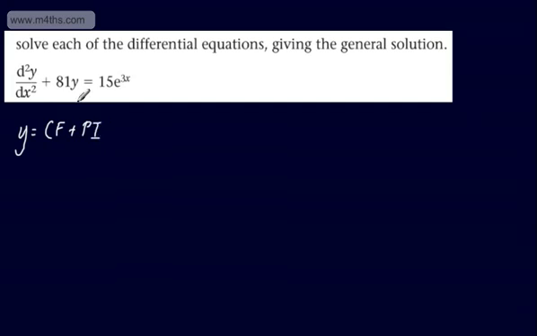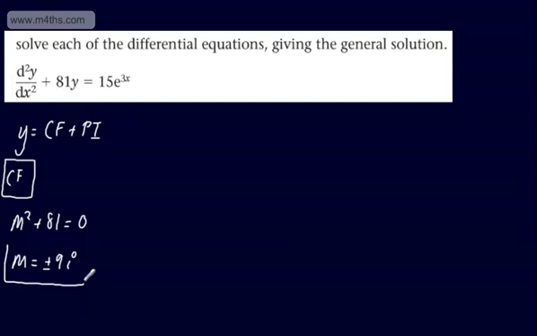The complementary function satisfies the differential equation here when this is equal to 0. The particular integral satisfies the differential equation in its entirety. So what we need to do then is first find the complementary function, and that is the case when d2y by dx squared plus 81y is equal to 0. Therefore we can use the auxiliary equation and say m squared plus 81 is going to be equal to 0. We can see this is going to have no real roots, and we're going to have purely imaginary roots. m is going to be equal to plus or minus 9i.